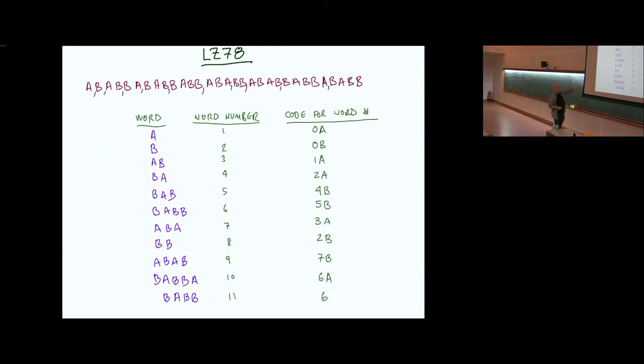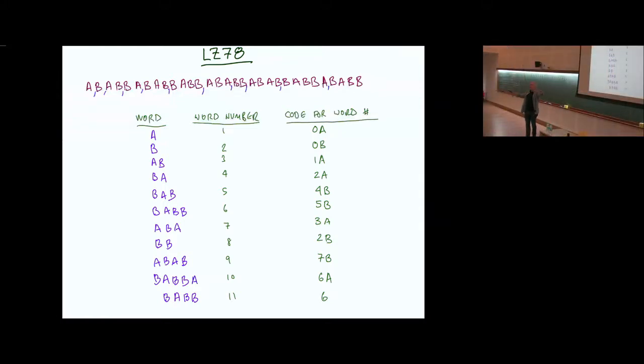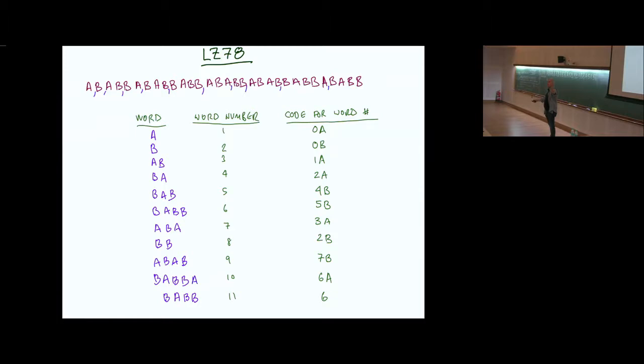To write the word number for any one of them takes at most log base 2 of C bits, I write them in binary. I need another bit to tell me if it's an A or a B at the end. And I'm sending this code out, so I have to give you a sequence of C terms referring to the whole sequence. Is that clear? Okay.